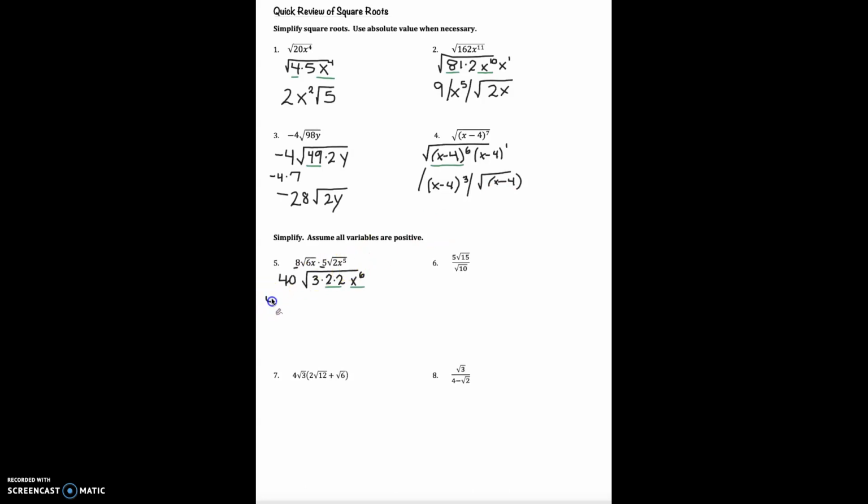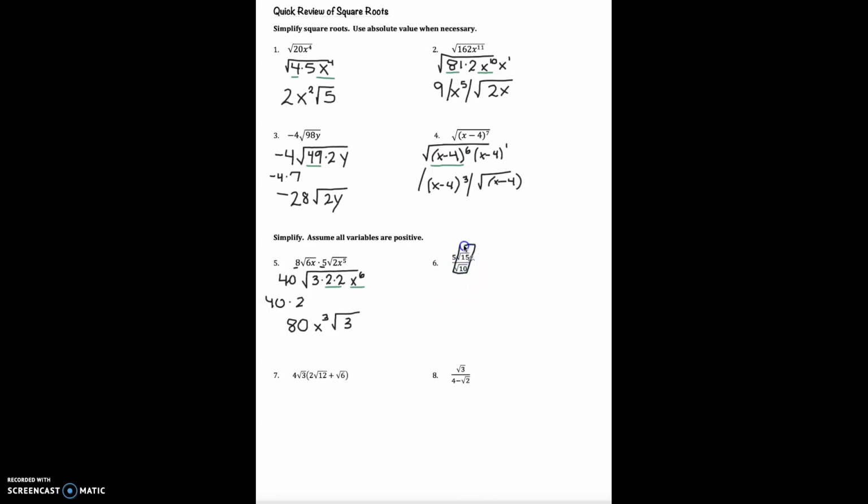We get 40 times 2, which is 80. And then square root of x to the 6th is x to the 3rd. And then I have root 3. Again, you do not need absolute value for 5 through 8 because we're assuming the variables are positive.